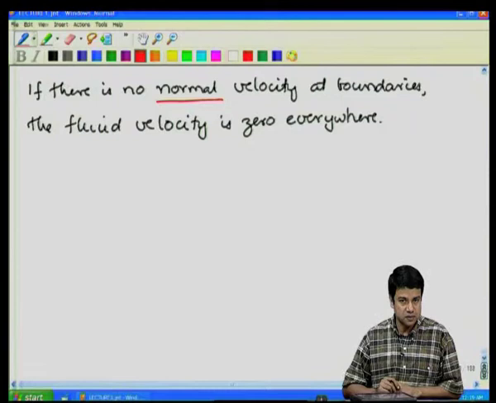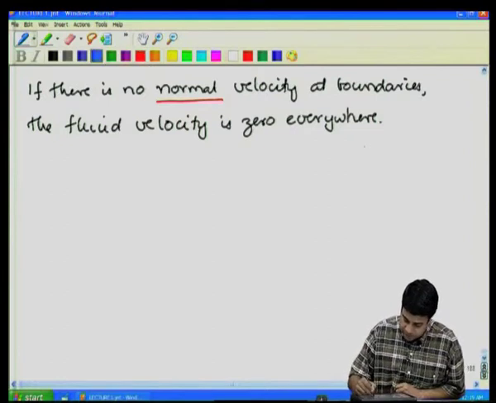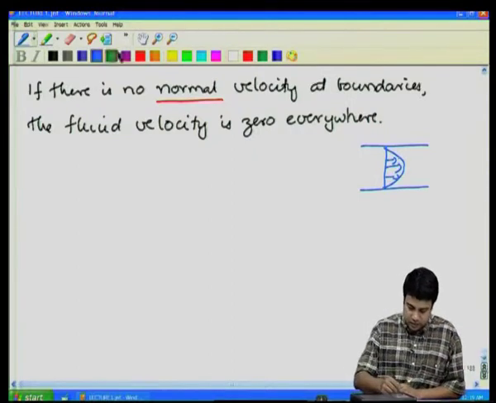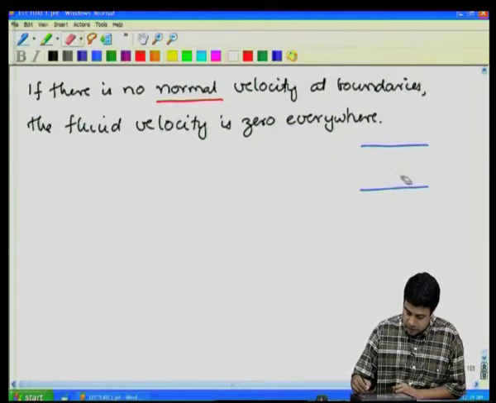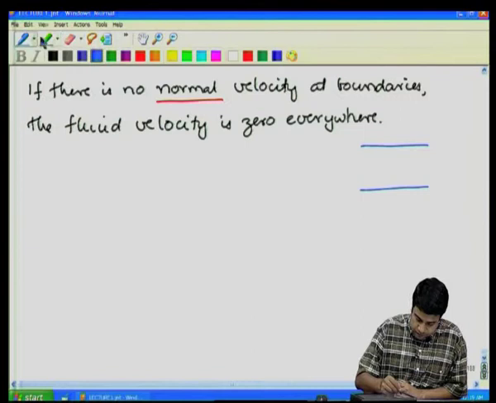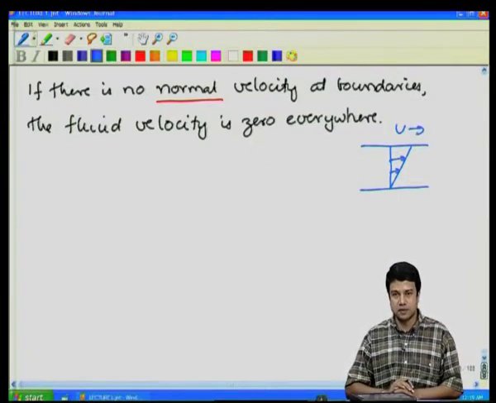This is in contrast to, for example, the case of viscous flows, where, for example, in the flow through a channel, you could have a velocity that is non-zero, even though the normal velocity at the surface is equal to 0.